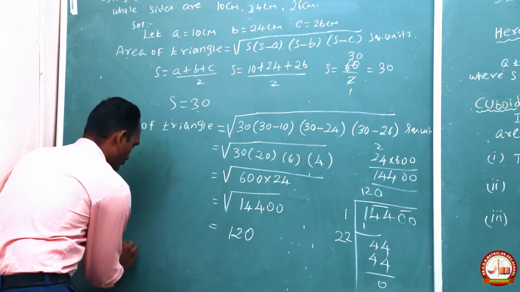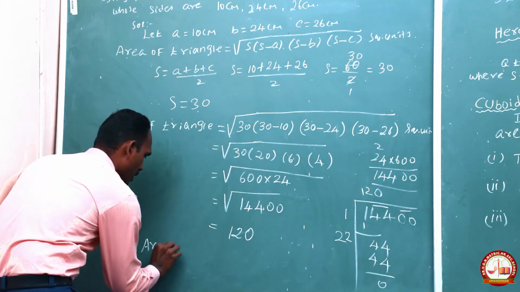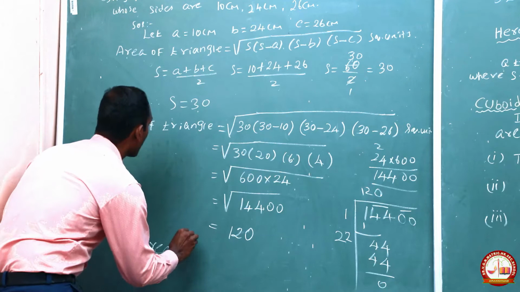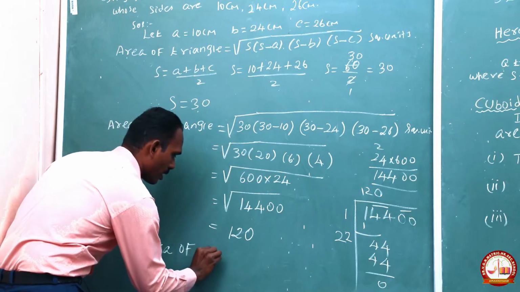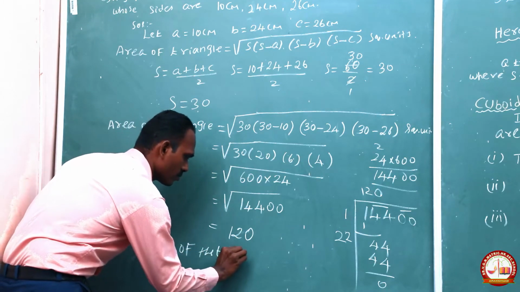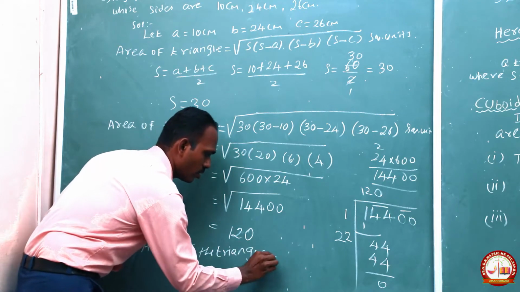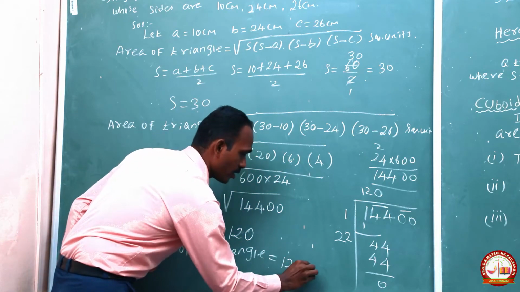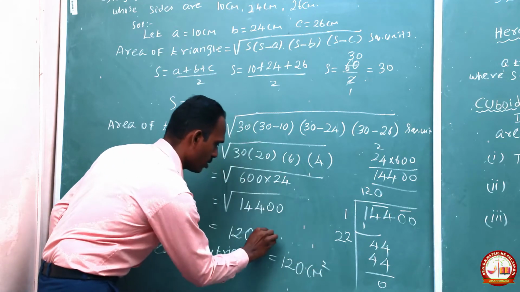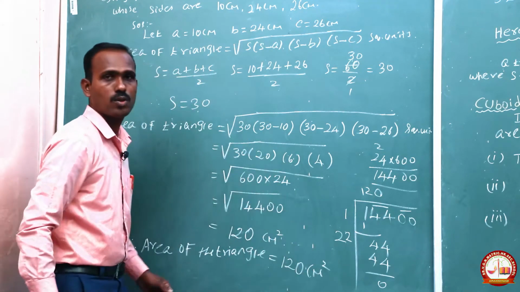Therefore, area of the triangle equal to 120 centimeter square. Here we put the centimeter square, okay students.